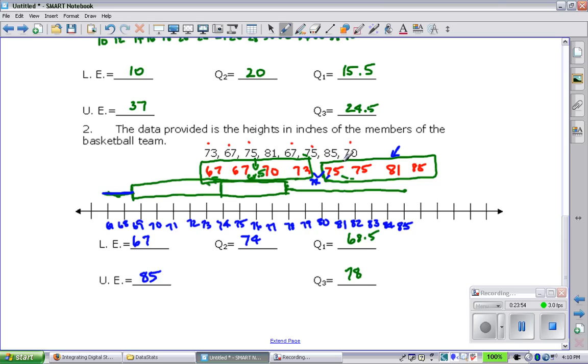So that's all there is to it. That's what a box and whisker plot looks like, and that's how you make one. So if you can do that and interpret a little bit about a box and whisker plot, you will be in great shape. So now it's time for you to practice on your own.